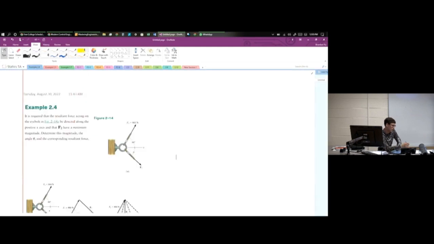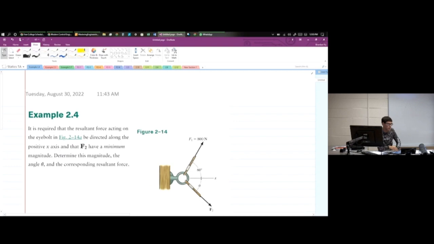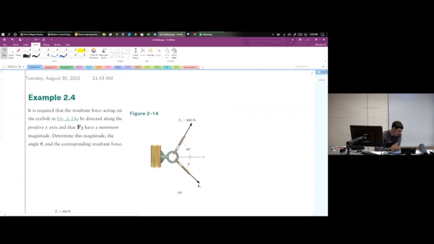All right, so we'll start with example 2.4 from the book. It is required that the resultant force acting on the eye bolt in the figure to the right be directed along the positive x-axis, and that F2 has a minimum magnitude. Determine this magnitude, the angle theta, and the corresponding resultant force.